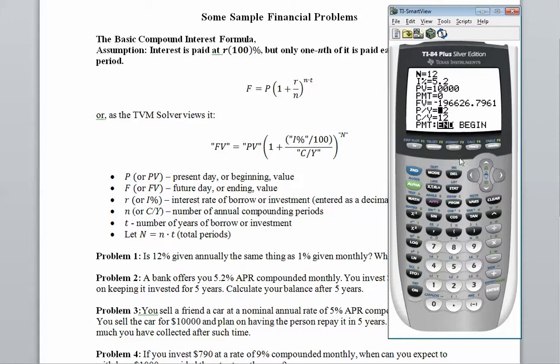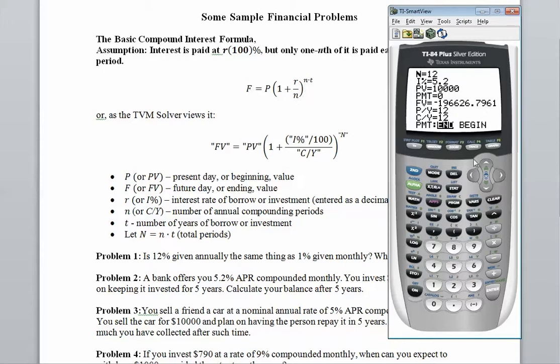The easiest way to get it to change is by coming down here and just pressing 12 into PY, and CY will automatically update. I'll just show you, if I change that number, CY jumps to 35. So I'm not going to talk about the differentiation between these two. Just know that PY and CY need to be the same number, and they need to be equal to n, the number of annual compounding periods.